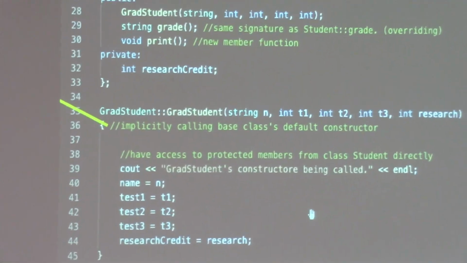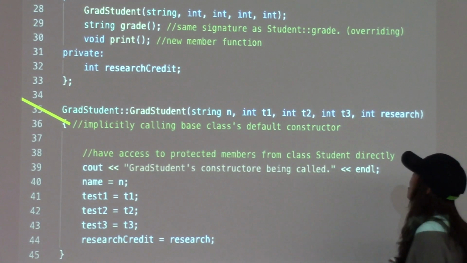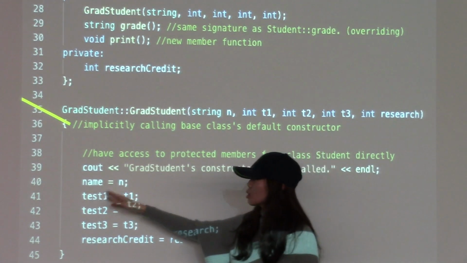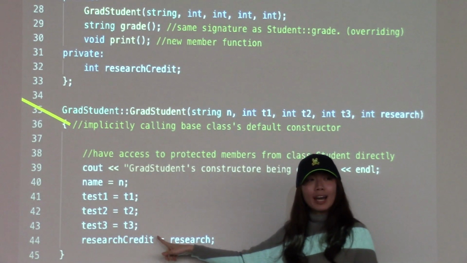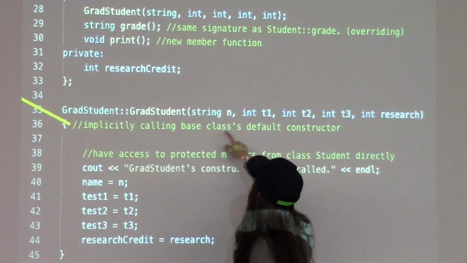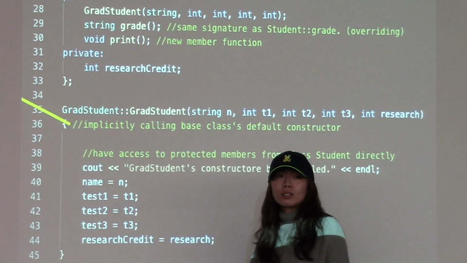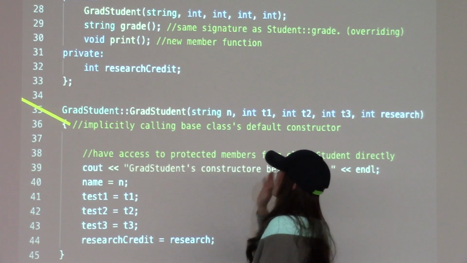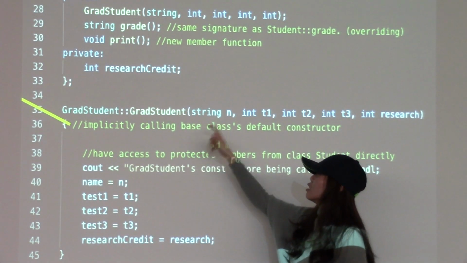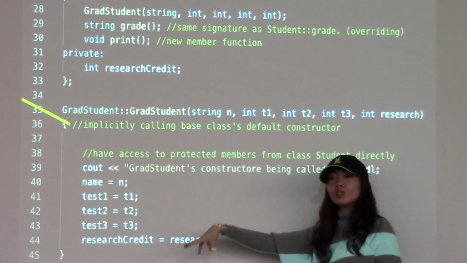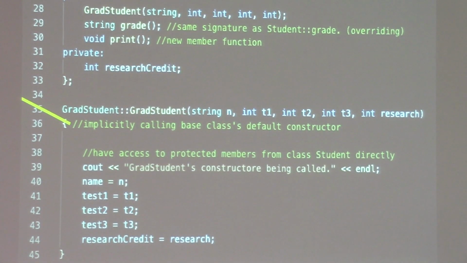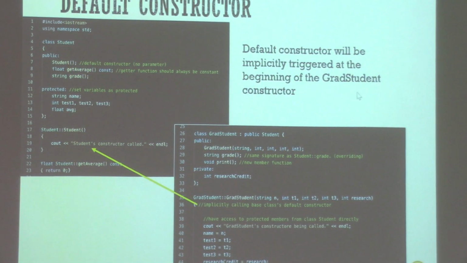In the grad student constructor, it looks just like any other constructor you have, where I take the inputs and do this weird research, right? Because those are protected now, I can directly do that. However, at the beginning of the constructor, your base class constructor will be triggered. It has to be triggered at that specific line. So before any of this runs, we will see in our printout that your base class constructor is triggered first. Anything that happens in there, you don't have control over; it will happen for sure. So that is the default constructor.